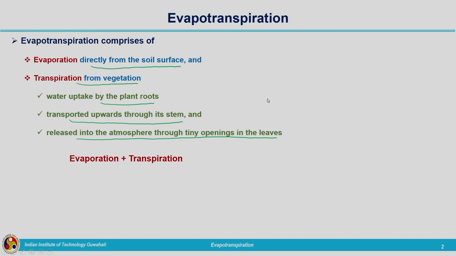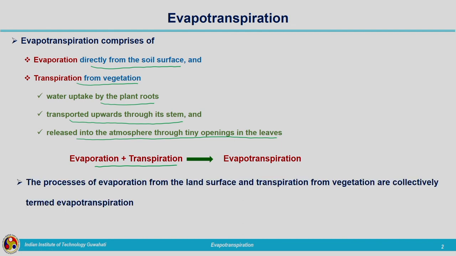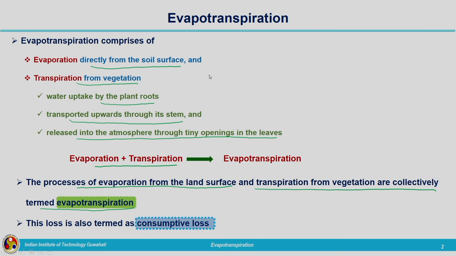So, evapotranspiration is the combination of evaporation and transpiration. Together, we will be calling it evapotranspiration. We can define it like this: the processes of evaporation from the land surface and transpiration from vegetation are collectively termed as evapotranspiration. So, two processes are coming into picture, one is evaporation and the other is transpiration. This is also termed as consumptive loss. Sometimes we will be calling evapotranspiration the consumptive loss, that is the loss from the vegetative surface and also from the plants.